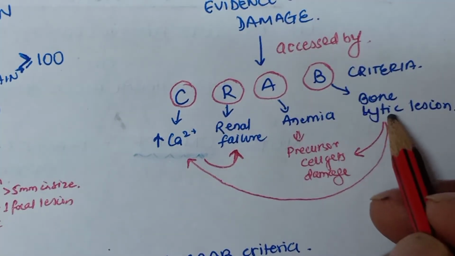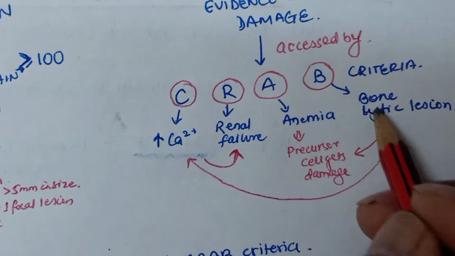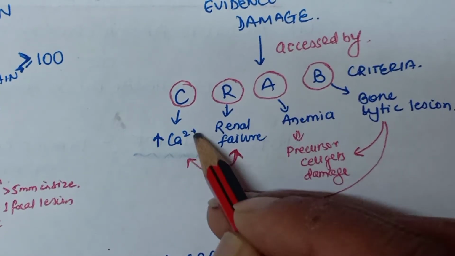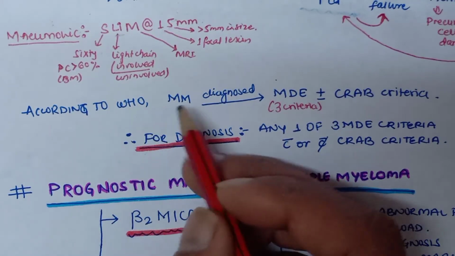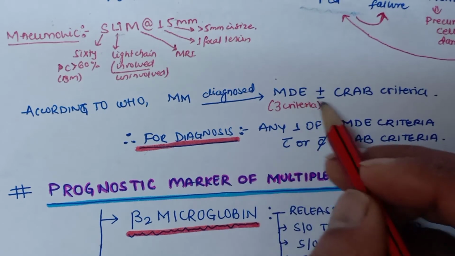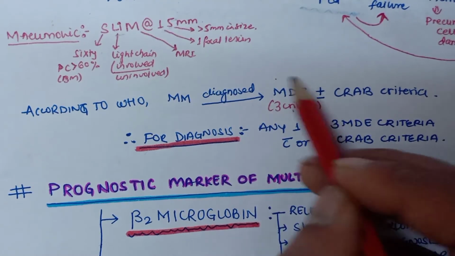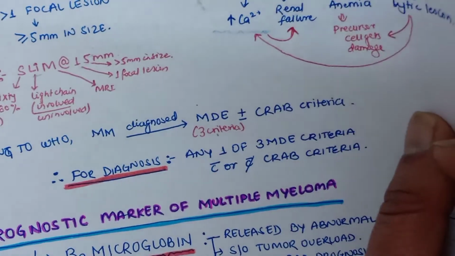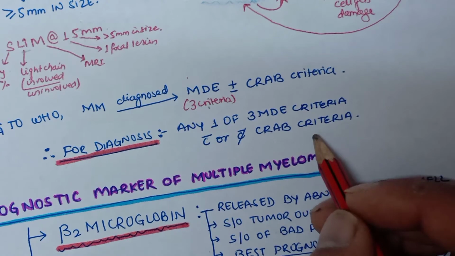When there is bone lytic lesion, there will be destruction and damage to precursor cells. So this will result in anemia. This bone lytic lesion will also cause hypercalcemia, and the increased calcium in the blood may precipitate renal failure. According to WHO, multiple myeloma can be diagnosed by myeloma defining events with or without CRAB criteria. So any one of the three criteria of myeloma defining events with or without CRAB criteria can diagnose multiple myeloma.